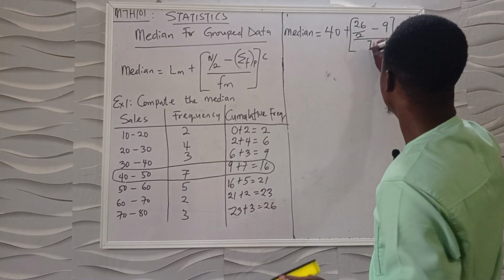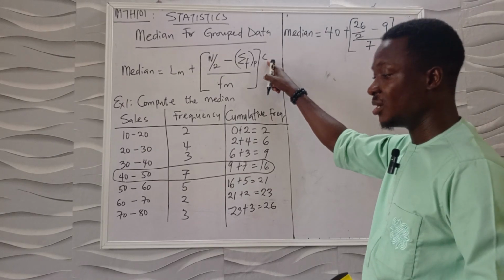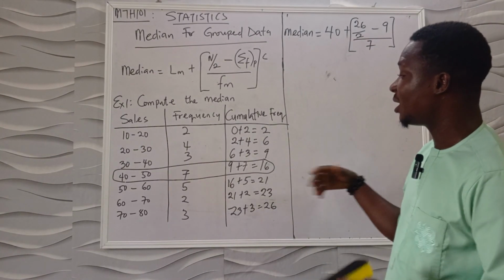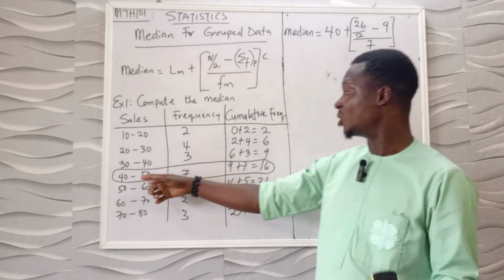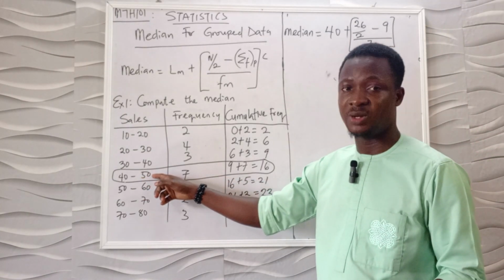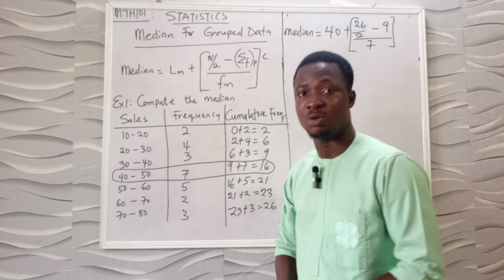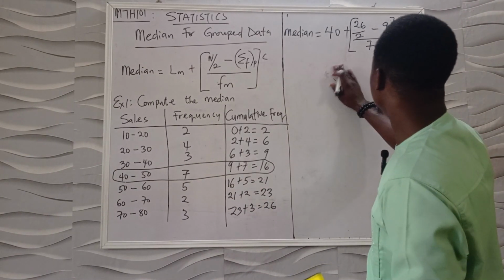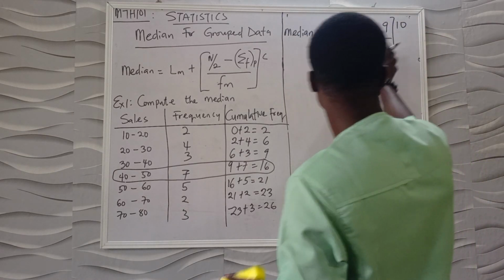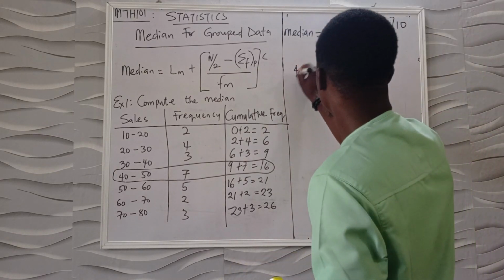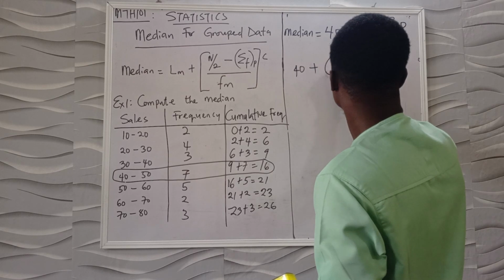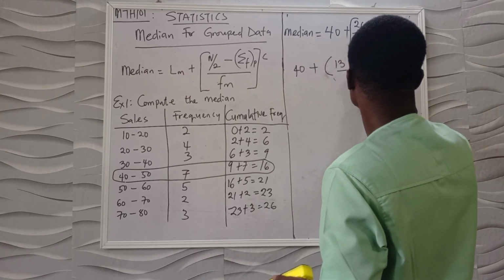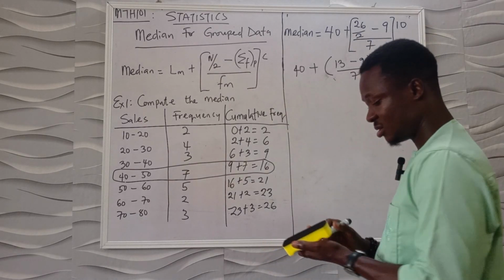So we have 7. And we have C here. C is the class interval. And how do we get the class interval? We get it from here. So we say 50, the upper class boundary, minus 40, which is the lower class boundary, will give us 10. So according to BODMAS, we have to solve the bracket first. So we have 40 plus open bracket 13 minus 9 all over 7, close bracket, times 10.